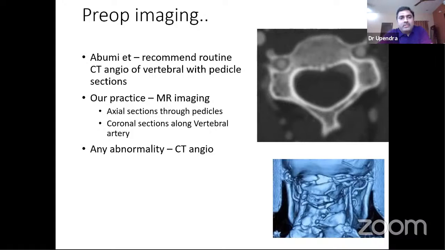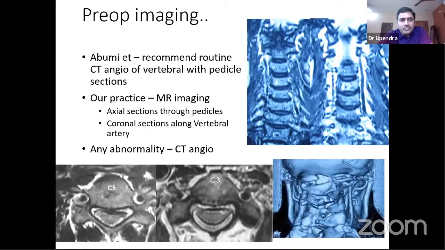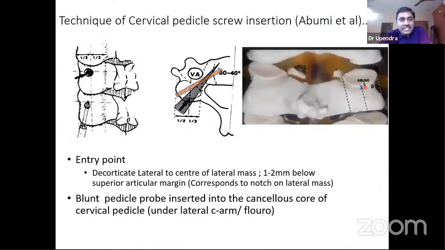Abumi et al. have always told that you do a routine CT scan along with angiography to see the vertebral artery as well as the pedicle sections. But in our practice, we have seen that MR imaging is quite useful. You can take images along the pedicles, see their architecture, and also see the vertebral arteries in the axial and coronal sections. If there is any abnormality seen on the MR, or if we have a congenital anomaly, then we go for a CT angio.